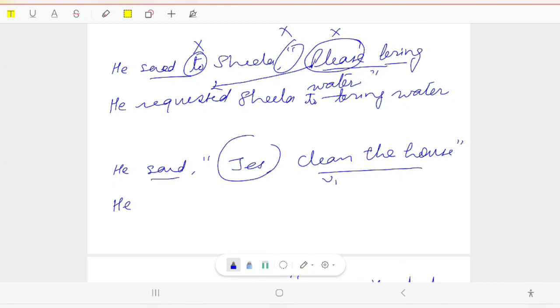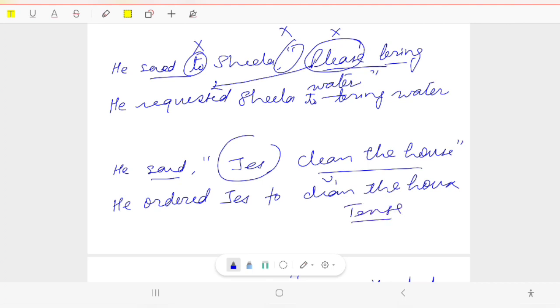So "he said" will become "ordered Jess." Then what is left now? "Clean the house." So join with "to." He ordered Jess to clean the house. The tense of RS will not change here if it is an imperative sentence. If it is an imperative sentence.